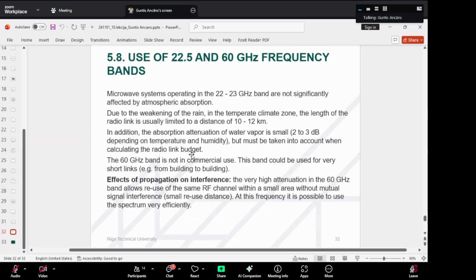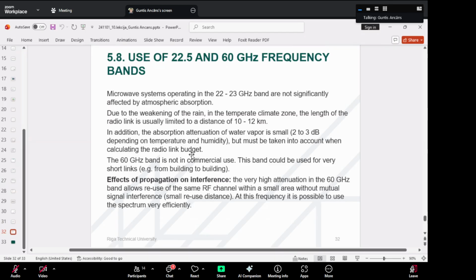When planning radio link lengths, signal attenuation needs to be taken into account when calculating the radio link budget. Absorption attenuation of water vapor is about 2 decibels, as we saw in the previous figure, depending on temperature and humidity, and must be taken into account when calculating the radio link budget.